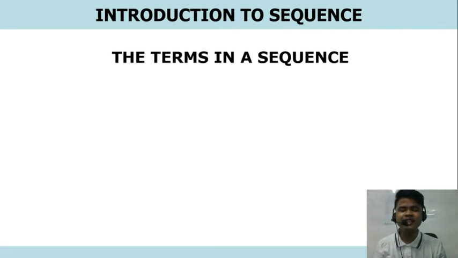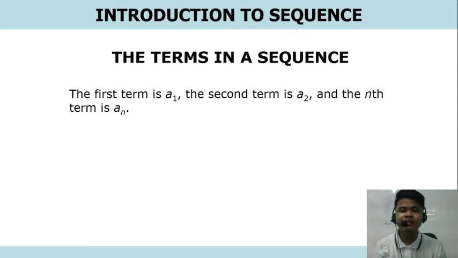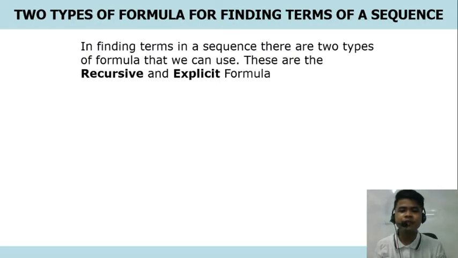Okay, the terms in a sequence. The first term is a sub 1, the second term is a sub 2, and the end term is a sub n. In finding terms in a sequence, there are two types of formula that we can use. These are the recursive formula and the explicit formula.